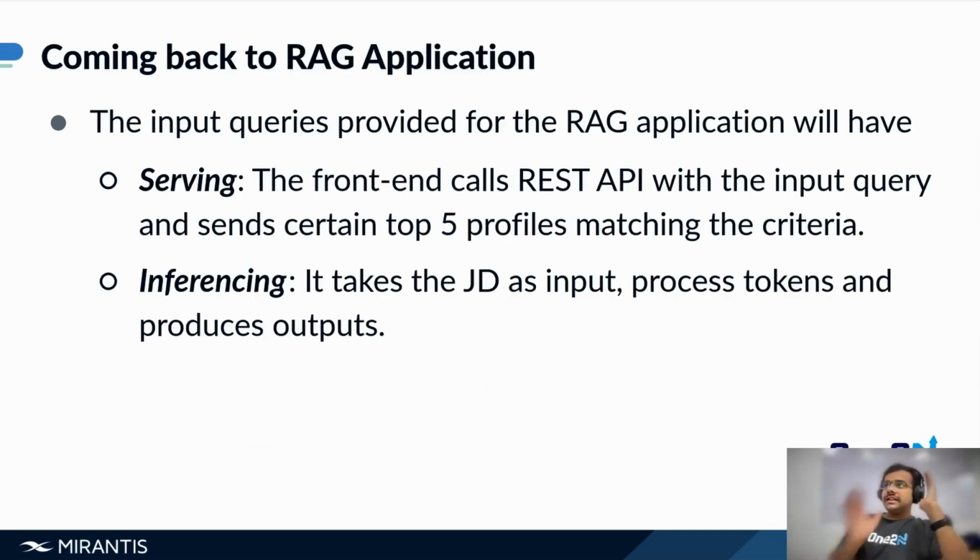Now, fitting this into the RAG application that we wanted to build, we had two components: the serving layer and the inferencing layer. The serving part has a front end which calls a REST API with the input query and then sends the top 5 profiles matching this criteria. But taking these JDs as input, processing tokens and producing outputs, all that part would be offloaded to the inferencing part of the problem.